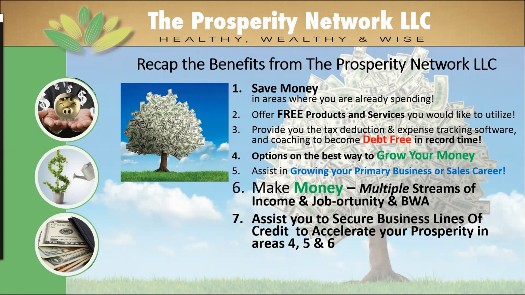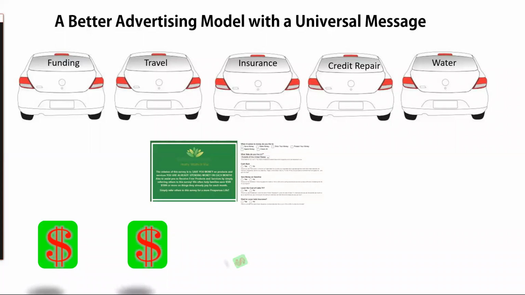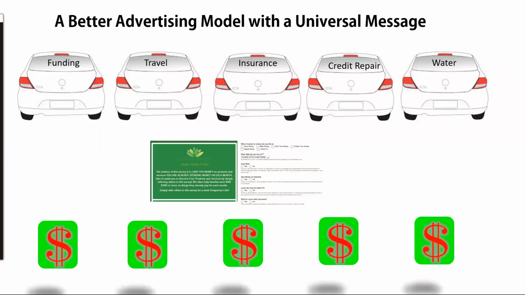Now, guys, let's think about this. There are some competitors out there nationwide that will rent your back window, and they have you choose. Let's see, do I want to market cell phone savings? Do I want to market, what do I want to market? Guys, we believe we have a better model. We have a better model because we have a universal message that outpulls any of these other messages, in my opinion. See, we can say, okay, do you want a sticker about funding and those leads will come in? Do you want a sticker about travel, insurance, credit repair, healthy water? What sticker do you want on your car? That's what these other companies ask you.